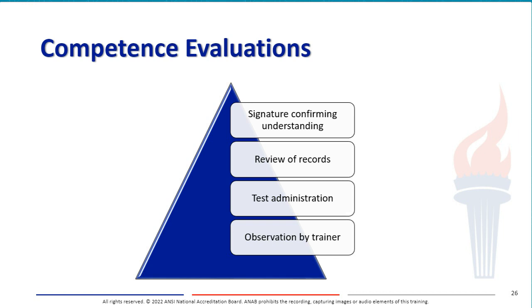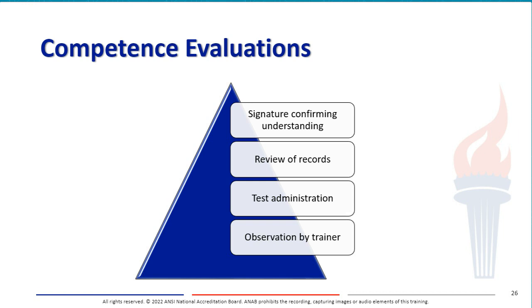Test administration goes one step further, where the trainee takes a test to demonstrate understanding of the topic at hand. Be careful here, though, to ensure the test asks questions related to the necessary competence the training intended to employ. Observation by the trainer is similar to review of records. The trainer observes the trainee performing the task or activity and verifies that competence was demonstrated.